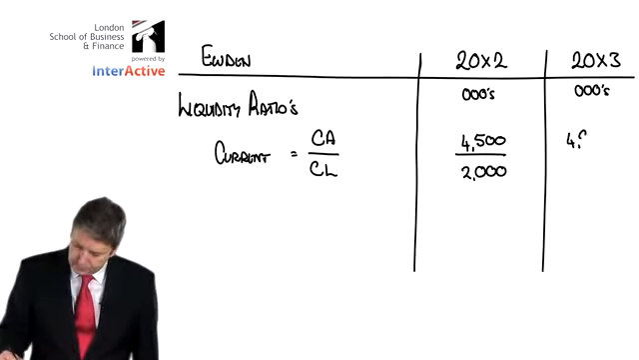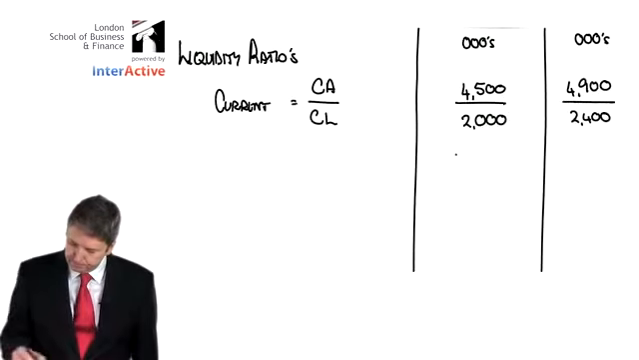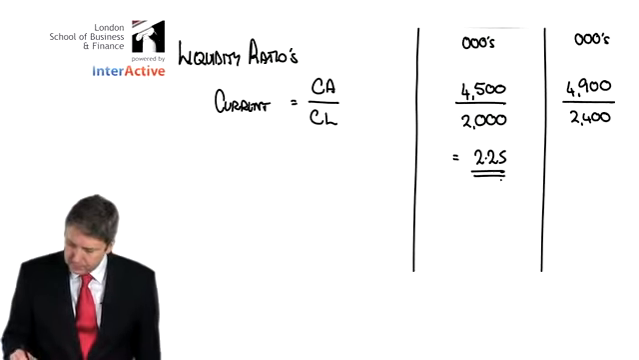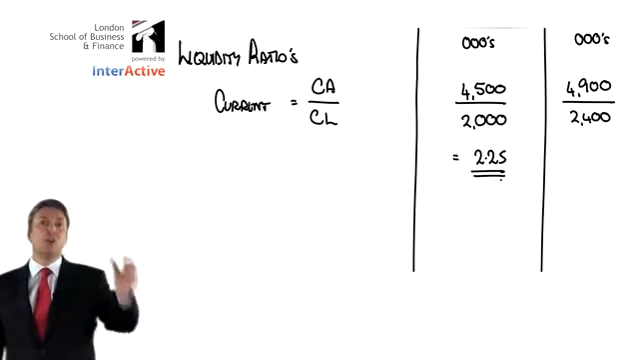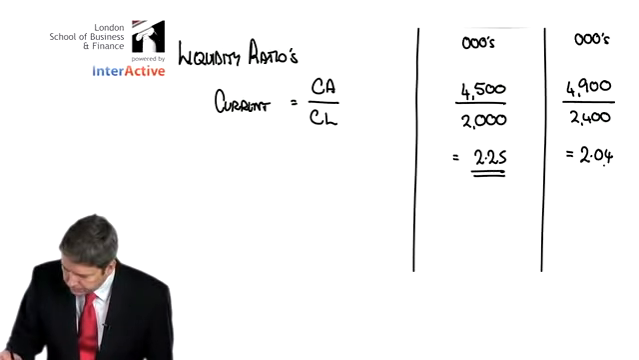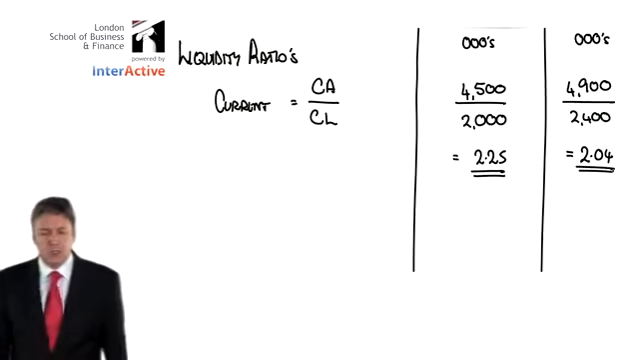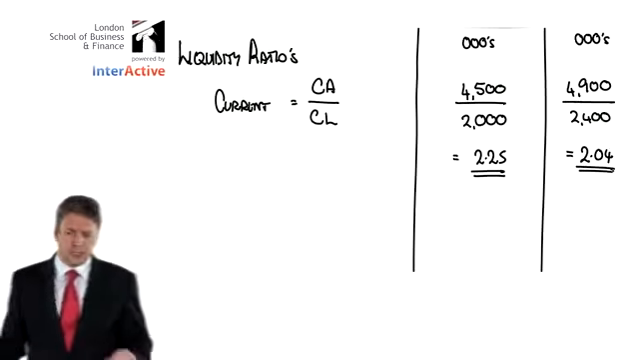20x3, 4.9 million and 2.4 million. We have a value of 2.25. Some of you may be inclined to write 2.25 to 1. No issue there. And 2.04. So, we have our current ratio. No problem. We'll make a comment about it in a moment.